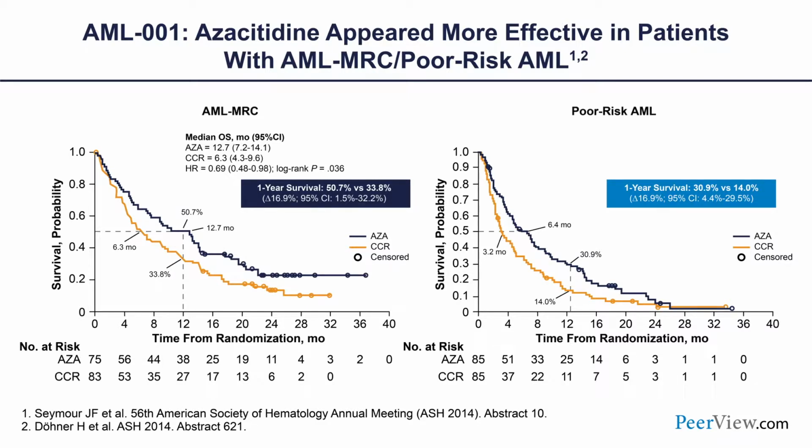Although in the overall population there was only a trend for improved survival, the researchers did note that azacitidine appeared to improve outcomes in patients with AML-MRC as well as in patients with poor risk features. There are other recently approved agents that have potential applications in secondary AML, including the BCL2 inhibitor venetoclax, which inhibits the anti-apoptotic protein BCL2 and promotes apoptosis of malignant cells.